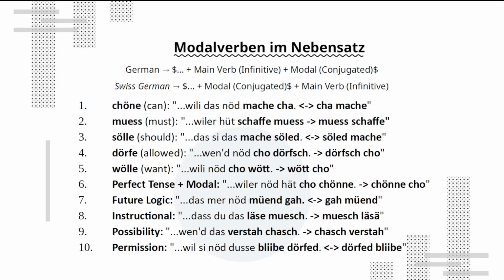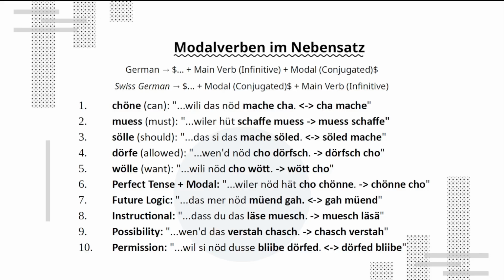Then we have perfect tense and modal. Will nicht hat können kommen. Kommen können. You see here, I even read it wrong, because I would simply use the second case and not the first one, but they are interchangeable. Then we have the future logic. Dass wir nicht müssen gehen, or gehen müssen, exactly the same. Instructional: dass du das lesen musst, or dass du das musst lesen.